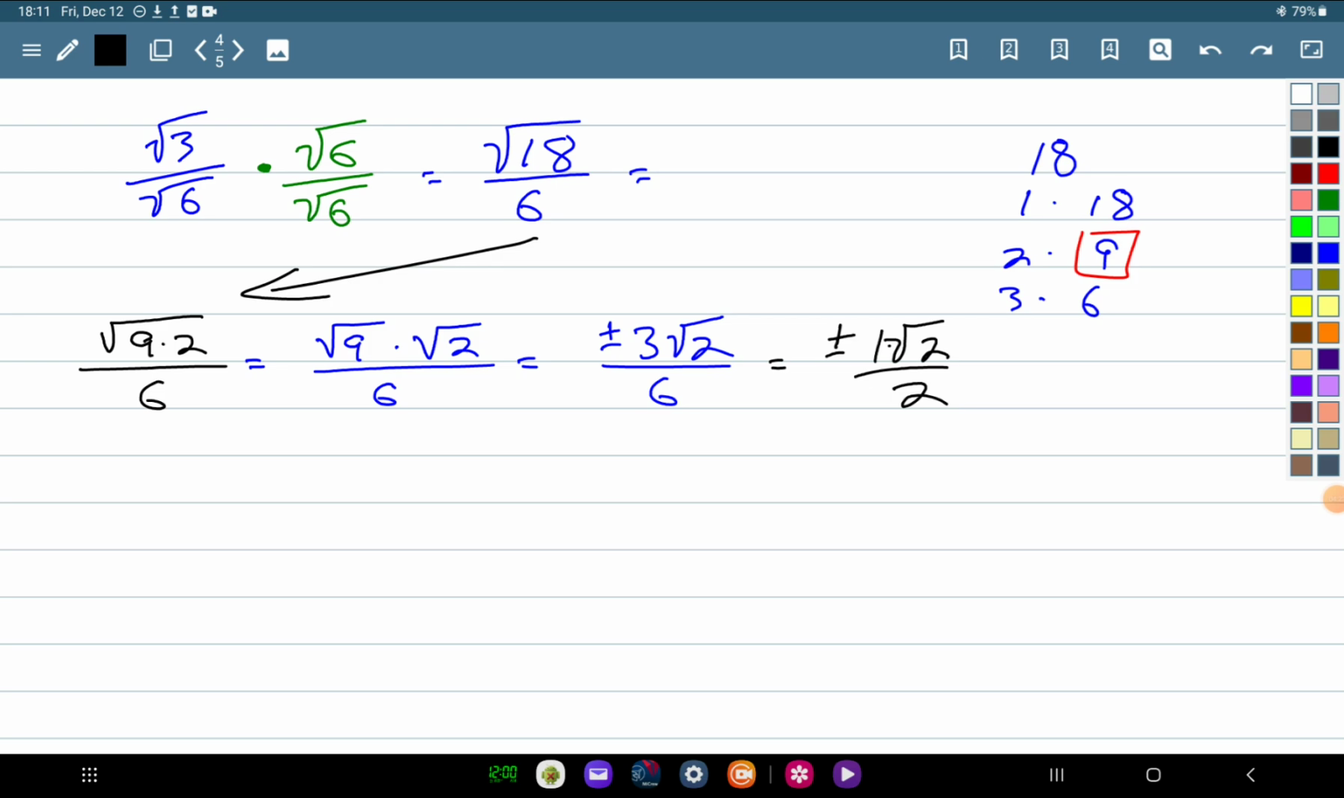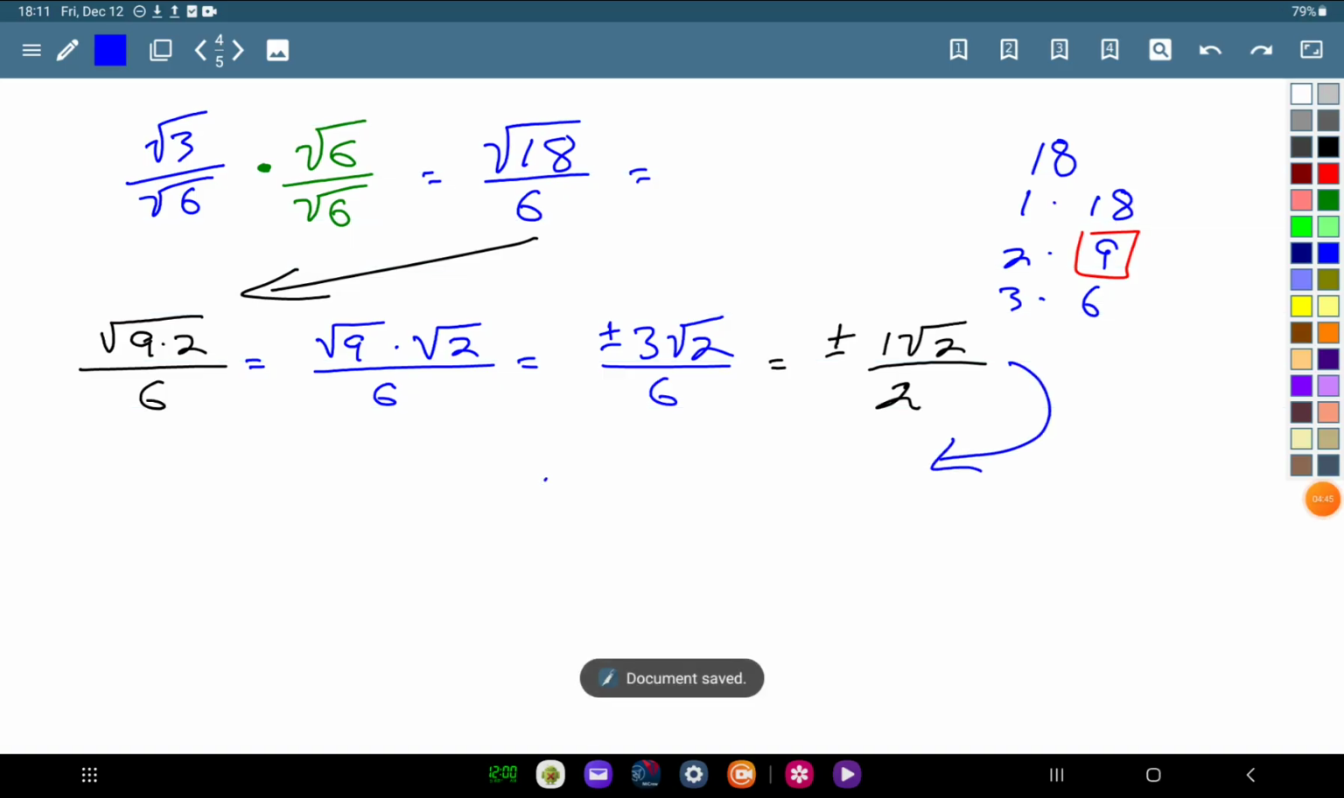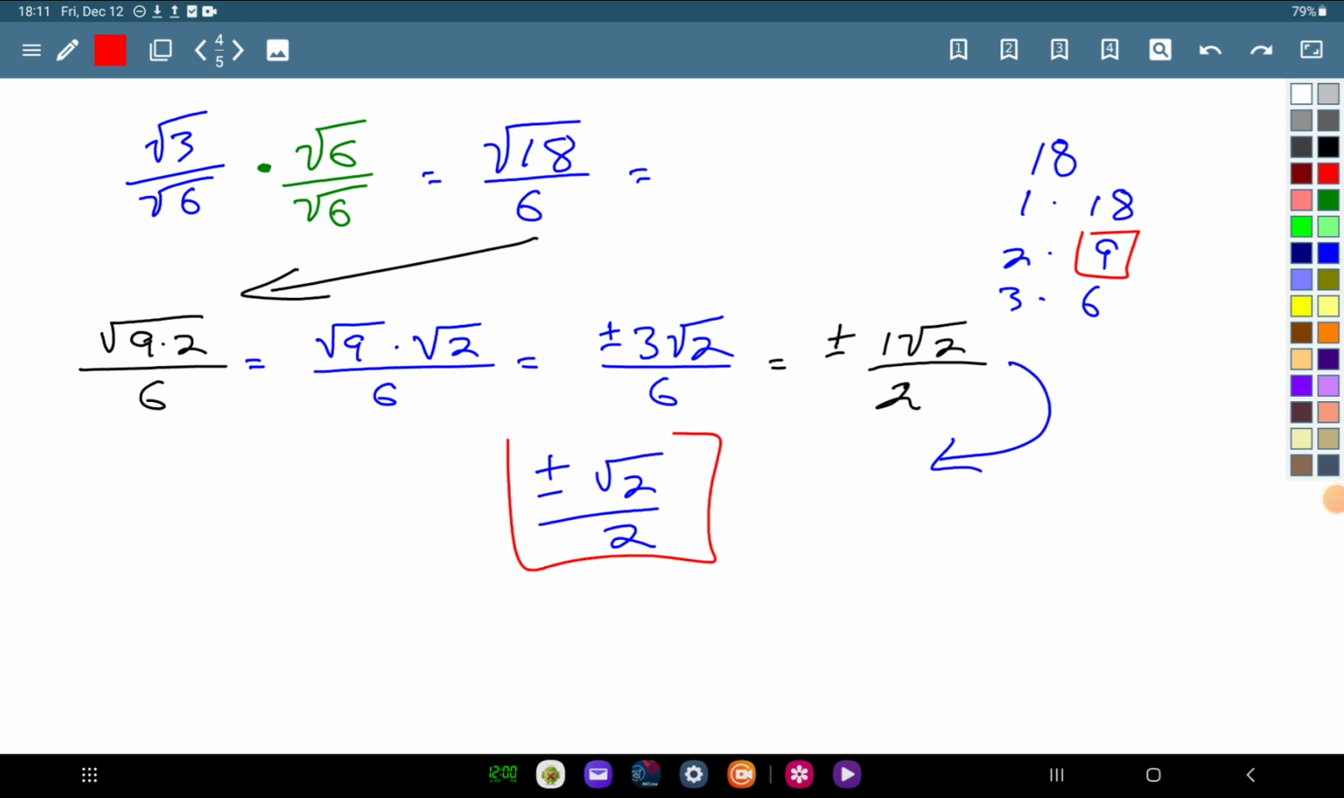And you can simplify the look of that just a little bit better. I don't like the way that looked. Hold on. So that can simplify down just appearance-wise to the positive or negative square root of 2 over 2. And this would be our solution.